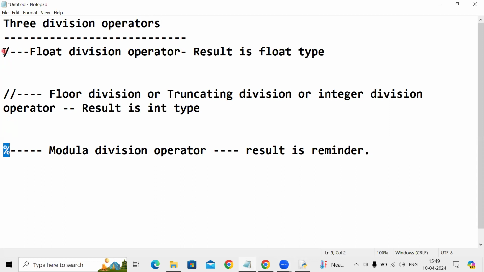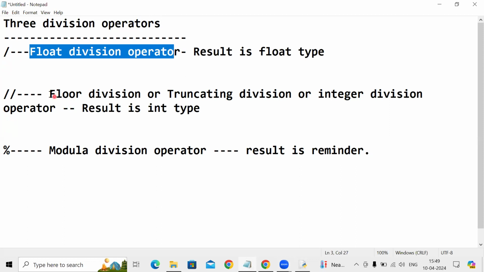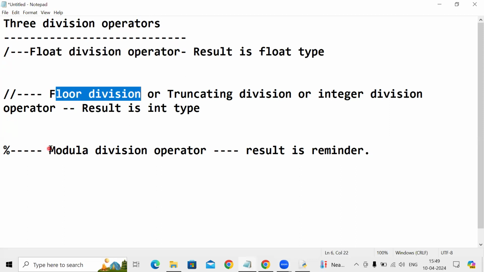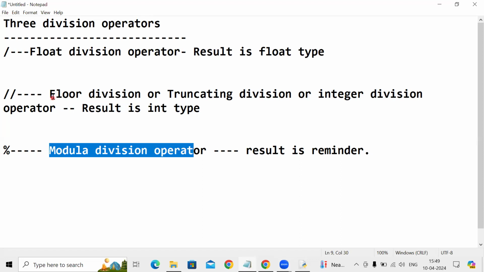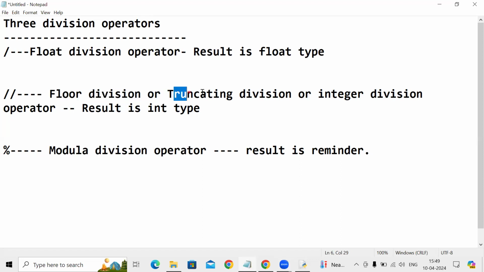Let's say we have the float division operator, the floor division operator, and the modular division operator. The floor division operator is also called truncating division and integer division. We can call it by any one of these three names. I will explain the differences and the purpose of float division, floor division, and modular division. I hope now you will get some clarity.